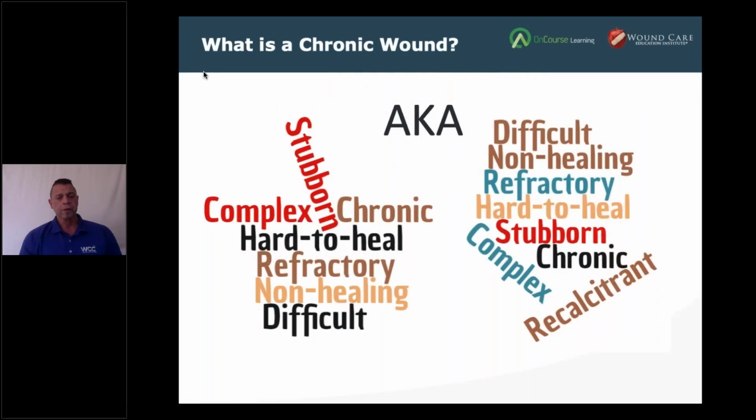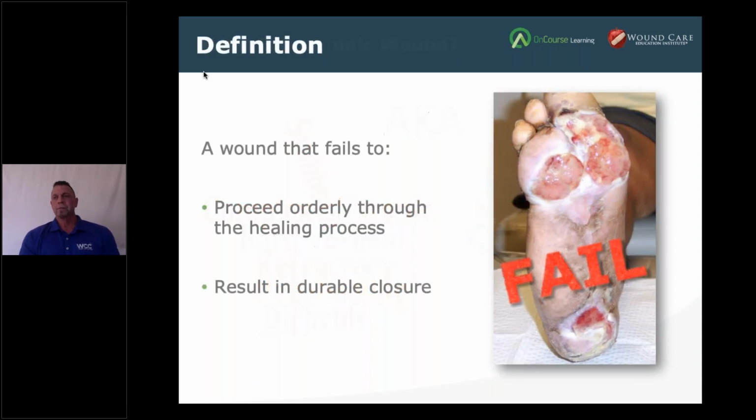So what is a chronic wound? Well, we know it by many names. They're commonly called stubborn, complex, refractory, hard to heal, recalcitrant, difficult, you name it. We can come up with all different types of terms to call them. The problem is they're just a pain in our backside, aren't they? Now, by definition, a chronic wound is technically a wound that fails to proceed in any type of an orderly and timely manner through the healing process. It ultimately results in a durable closure.